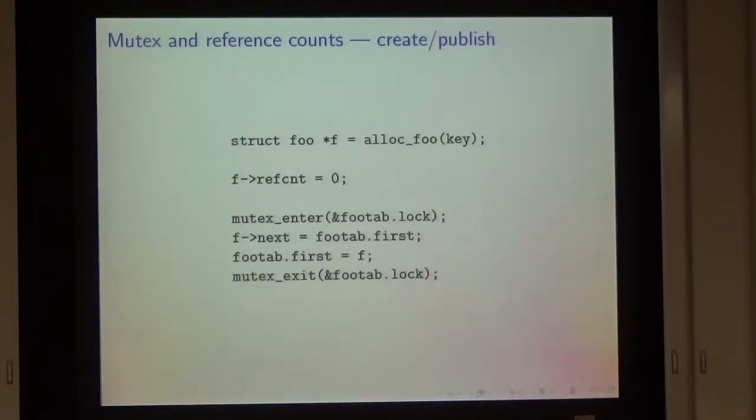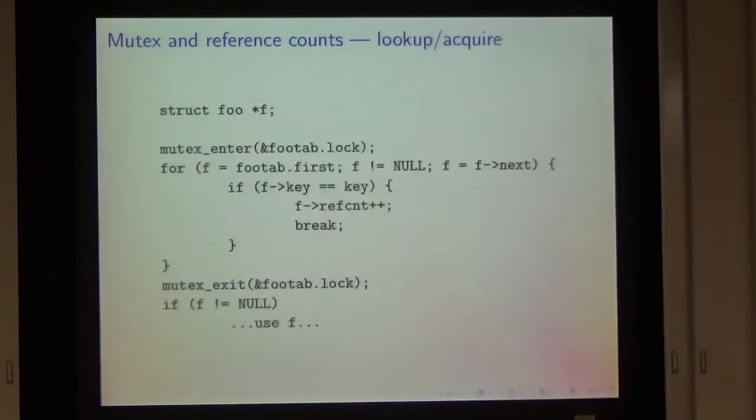Initialization, creation, and publication work the same way: we initialize the reference count to zero. Nobody holds a reference yet. To look up and acquire a reference to the resource, we first lock the table, so nobody can modify the table during this section. Then we walk through the linked list, find one, increment the reference count to indicate that this foo is in use, and then exit.